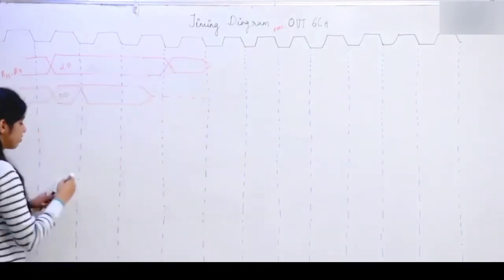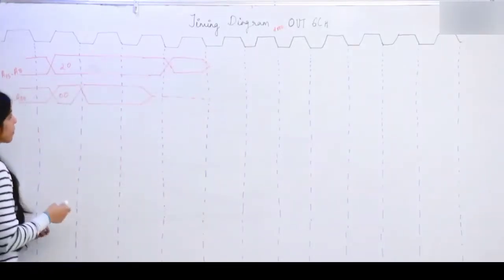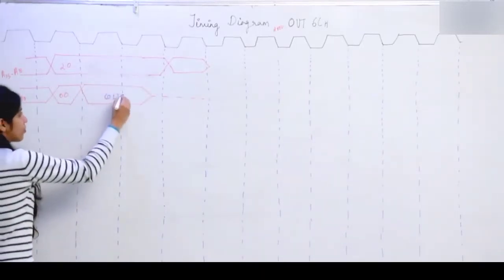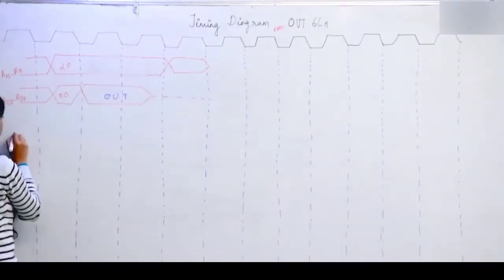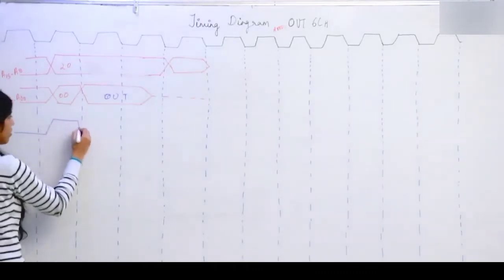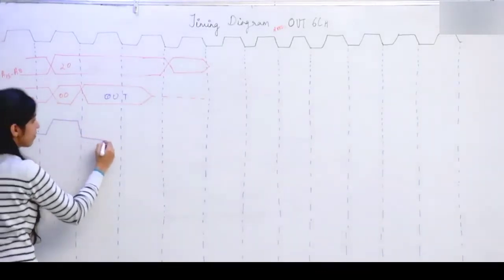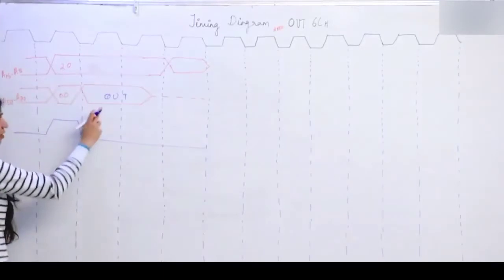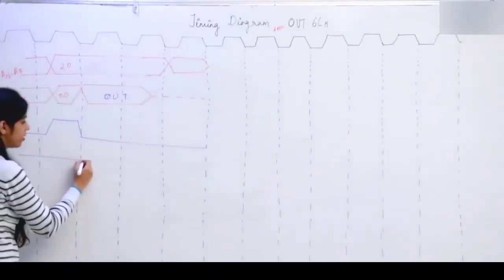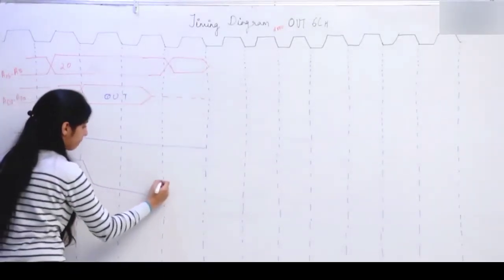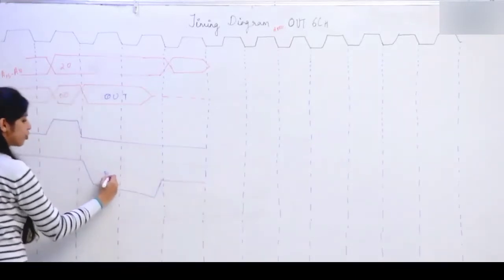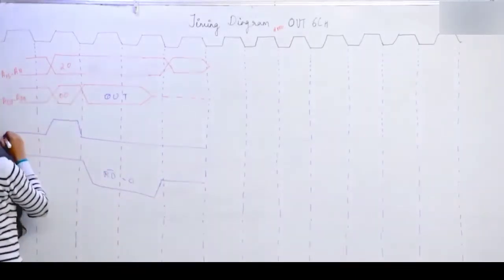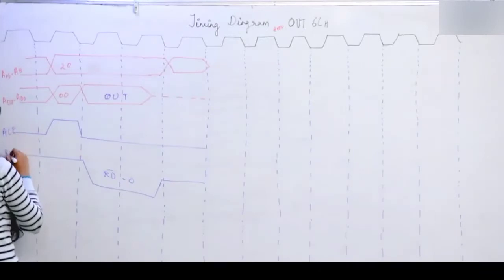Okay, I think this part is clear, so I am taking it quickly. Out is going to come here. Of course, you are going to make ALE 1 for this to act as the address bus, and to read this instruction you are going to make read bar 0 for these 2 cycles. This is ALE, this is read bar.